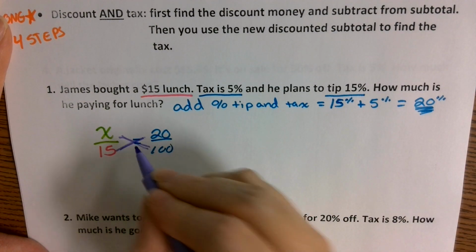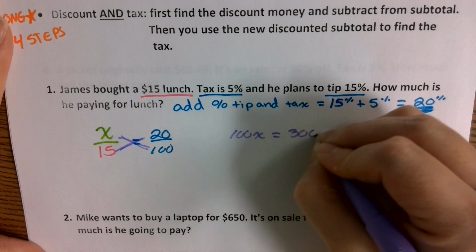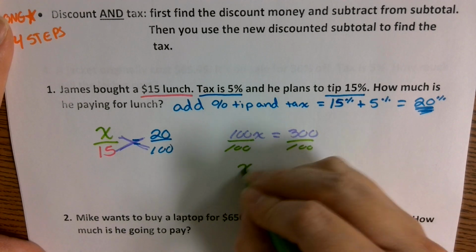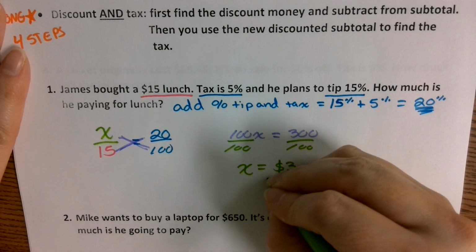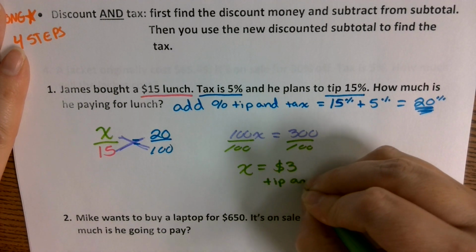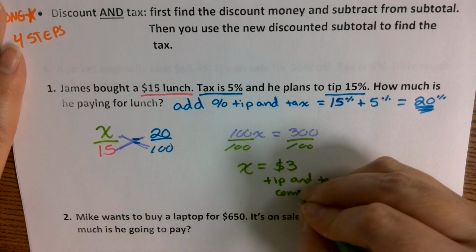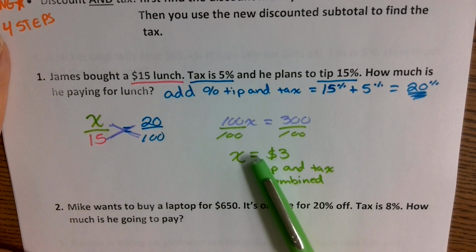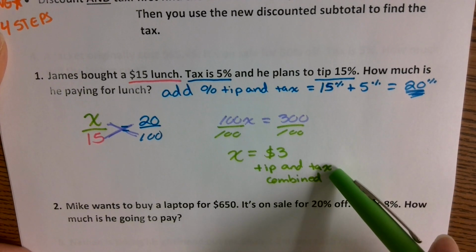We'll do our cross product to solve. We're going to have 100x is equal to 300. We would then just go ahead and divide both sides by 100. And we're going to get that x is going to be $3. This $3 represents tip and tax. That is tip and tax combined. Some of it represents the tip, some of it represents the tax, but all together it's $3 for the tip and the tax.